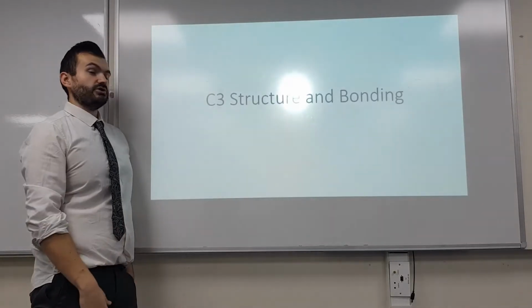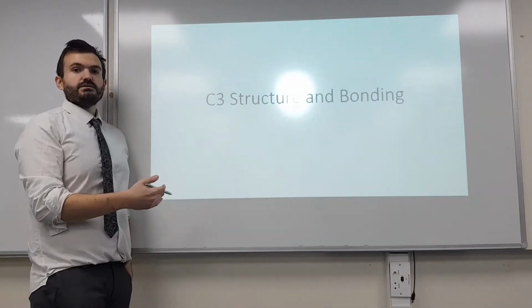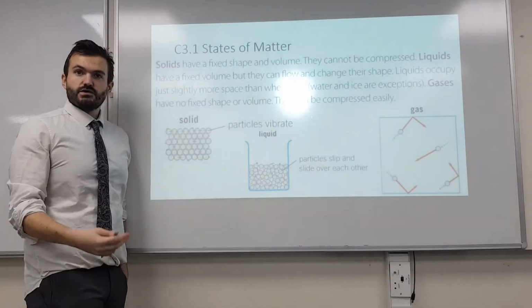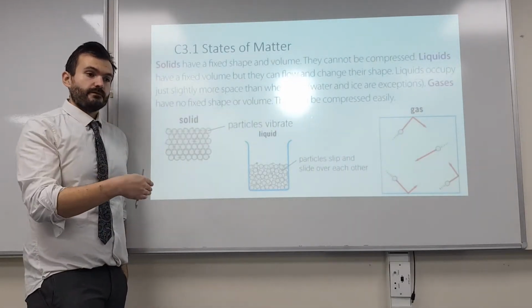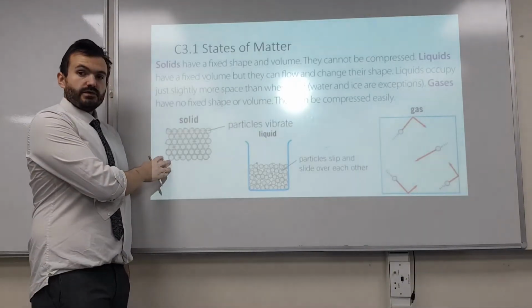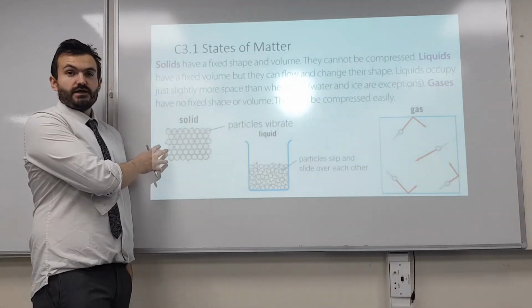There's lots of information on structure and bonding, and it goes from quite simple at the start to quite complex at the end. So at the very start, we just have solid, liquid, and gas, and we need to know effectively the defining point. So for a solid, we have our atoms or particles in a fixed position.